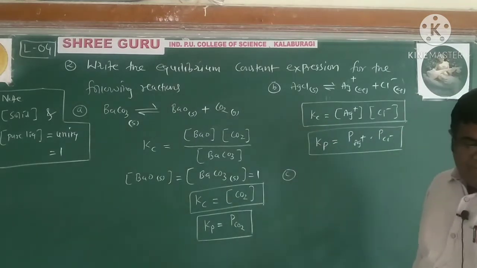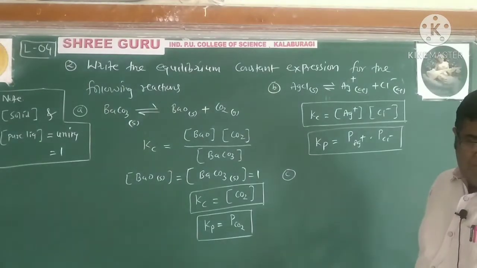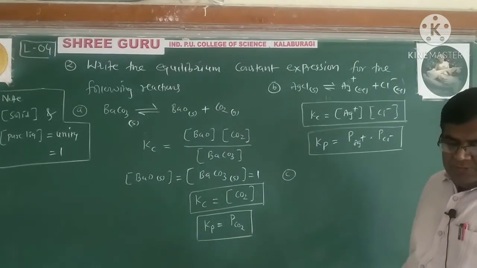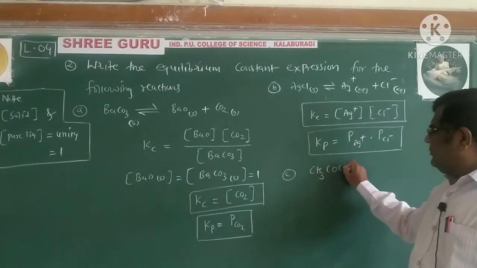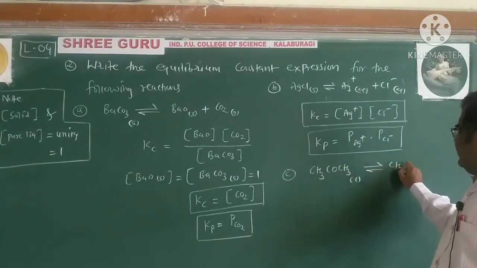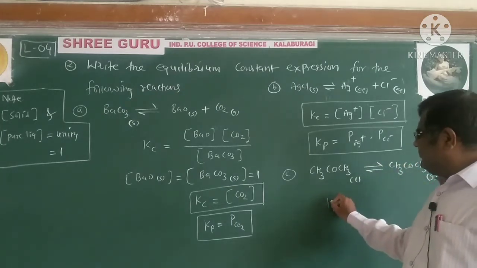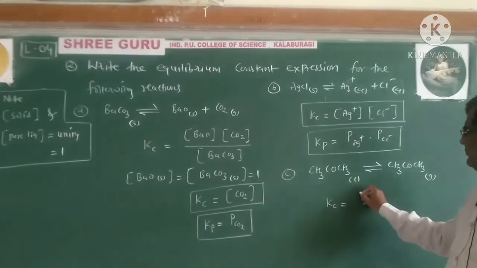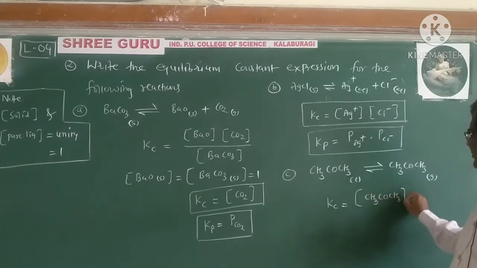Now third one is CH3COCH3 acetone in liquid state. It is in equilibrium with the acetone in gaseous state. As it is pure liquid, its concentration is 1. So we can write this as only the product.